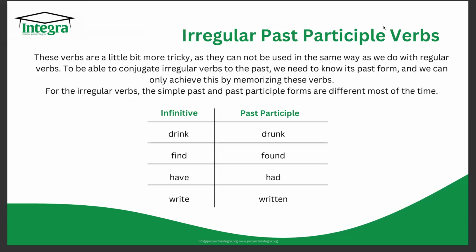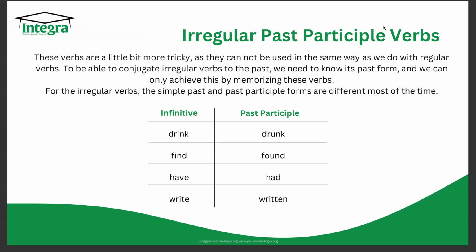Now let's get into the irregular past participle verbs. And these are a little bit more difficult. And the thing is that what we need to do is we need to know its past form, and to know its past form, we can only memorize it. There's, as I said before, there's no other way. You just have to check a list as the one that you can see on this PDF guide and memorize them. Learn them by heart, by memory.